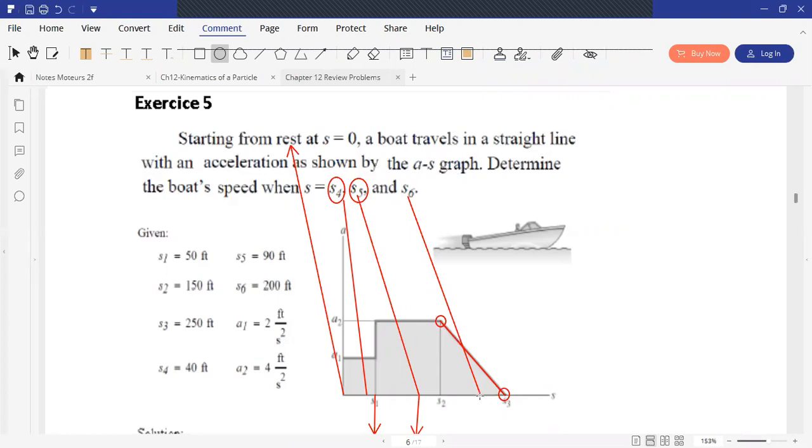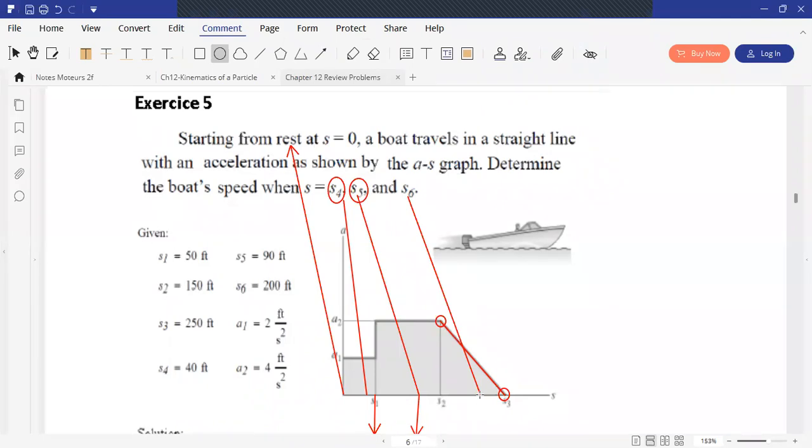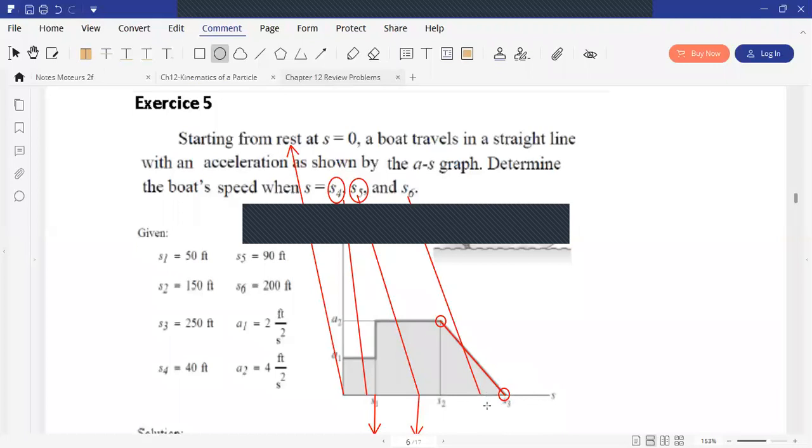I am particularly interested in position S6. So I integrate from S2 to S6 of A ds, equal to the integral from V2 to V6 of V dv. For the integral of V dv, it's very simple. It's V6 squared over 2 minus V2 squared over 2, equal to, from the other side, the integral of a linear function times ds. So I integrate the linear function, I get a second degree, and I can calculate the value of V6.